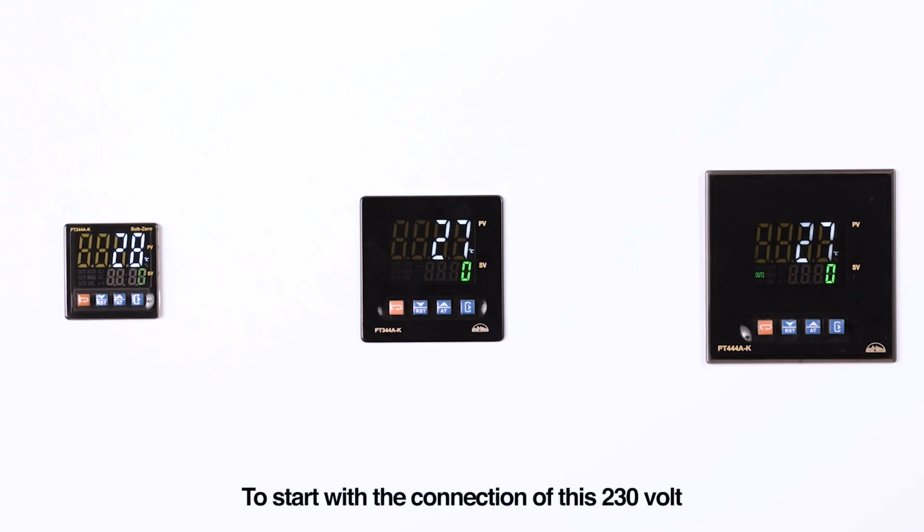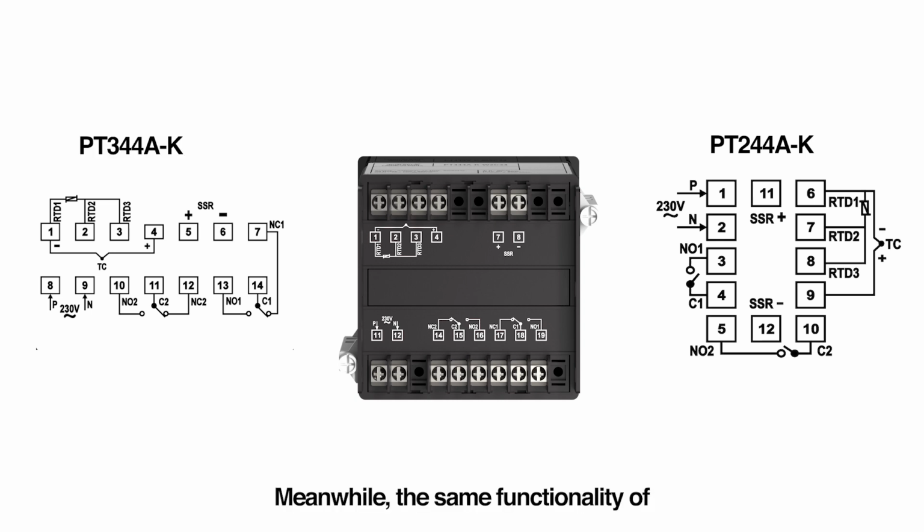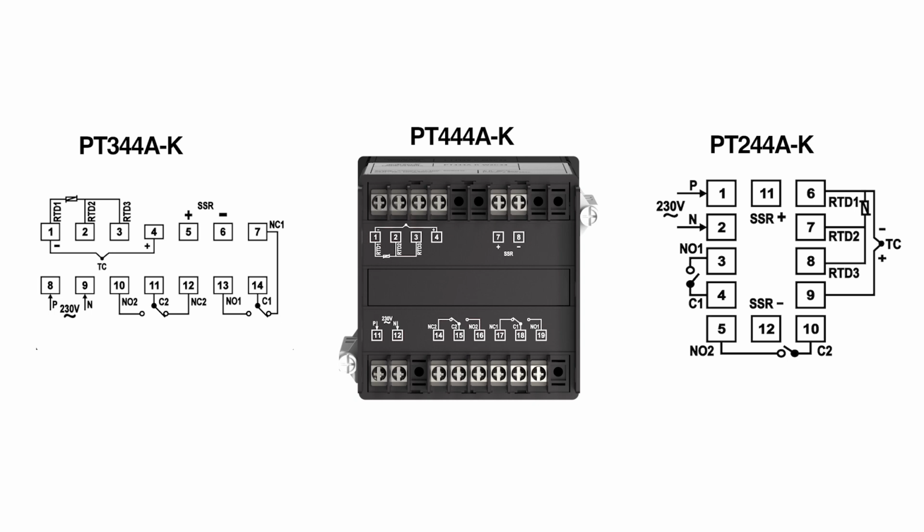To start with the connection of this 230 volts power model, you first need to understand the connection diagram. As you can see here, for PT244A-K, first and second terminals are used for input supply of the power. Meanwhile, the same functionality of PT344A-K are allotted to the 8th and 9th terminal, whereas for PT444A-K are aligned on the 11th and 12th terminals.